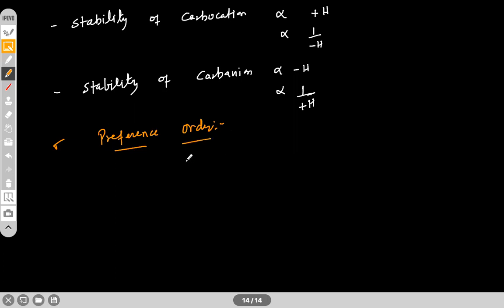The preference order we have is R, H, I. Resonance dominates all other effects. Resonance, hyperconjugation, and inductive effect. Got it?